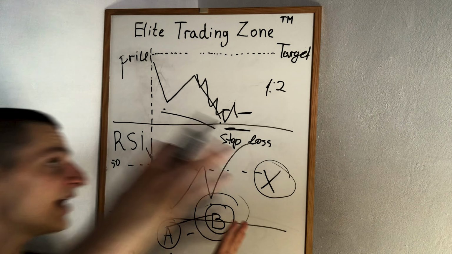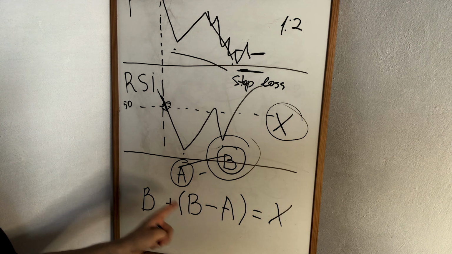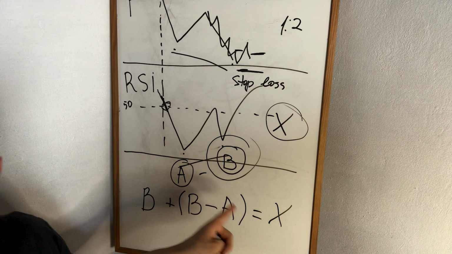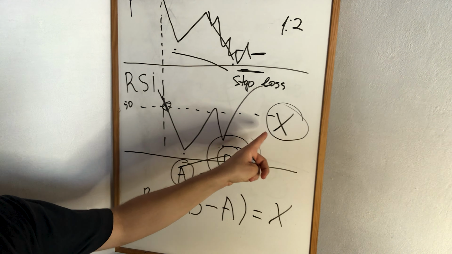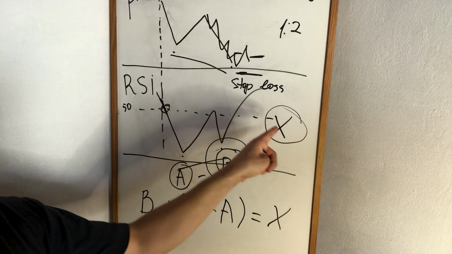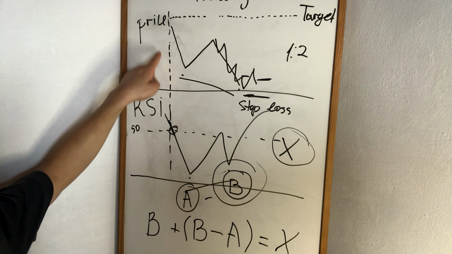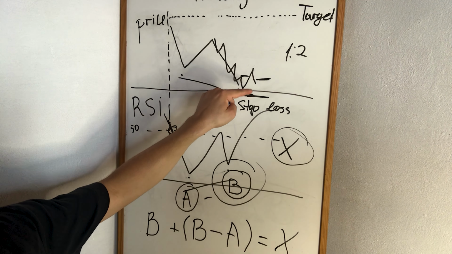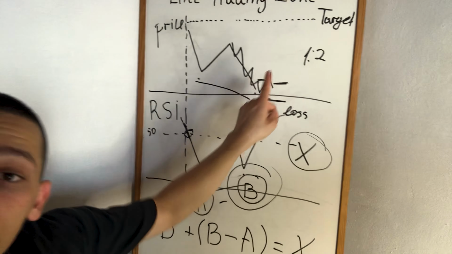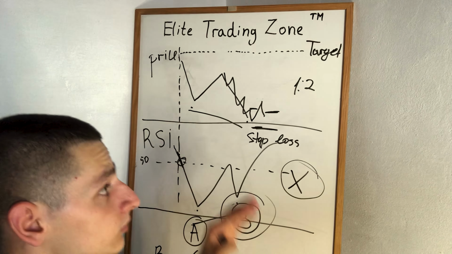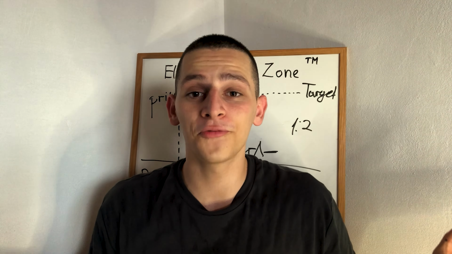That's it. That's the formula: B plus bracket B minus A bracket straight X. X value from the RSI oscillator, first horizontal line, first touch, upside vertical line, target, entry on the lower time frame, minimum 1 to 2 risk to reward ratio. That's it. That's all for today, guys.